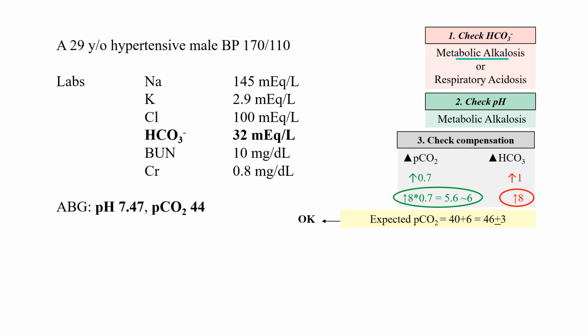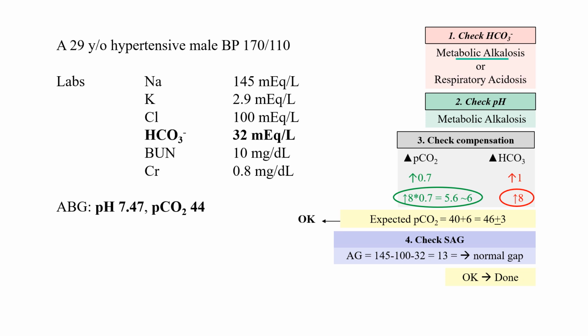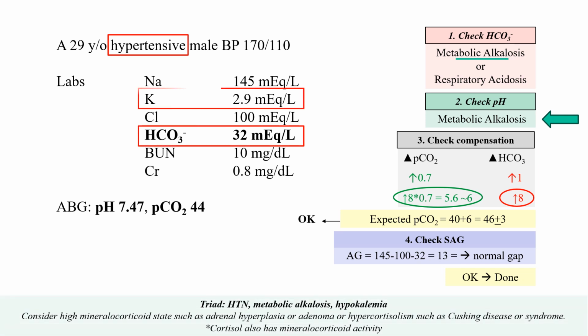No hidden second process. Step 4. Calculate serum anion gap. It is 13, which is within the normal serum anion gap range. There is no other hidden process. Final answer, patient has metabolic alkalosis. Given the concurrent triad of hypertension, metabolic alkalosis, and hypokalemia, we must consider the possibility of a high mineralocorticoid state, such as adrenal hyperplasia or adenoma, or hypercortisolism, such as Cushing disease or syndrome.